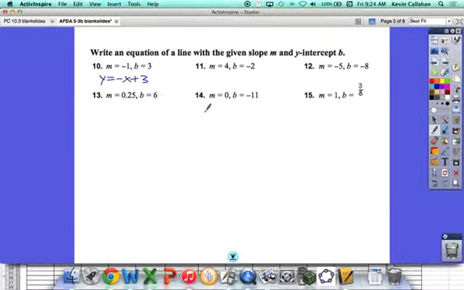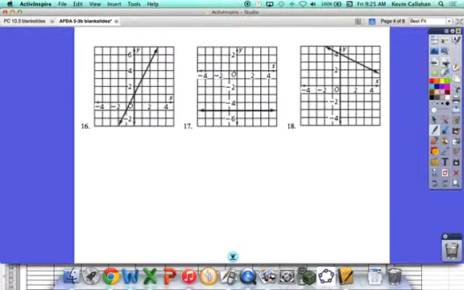What's that going to look like? Y equals -11, right? Because the 0 slope is going to cancel out the x term. Y equals -11. And the last one, what is that going to look like? Y equals 1x, which is x, plus 3/8. Okay, so if you're given the slope and the y-intercept, you should be able to go backwards on that.